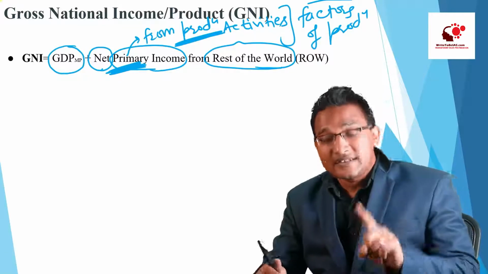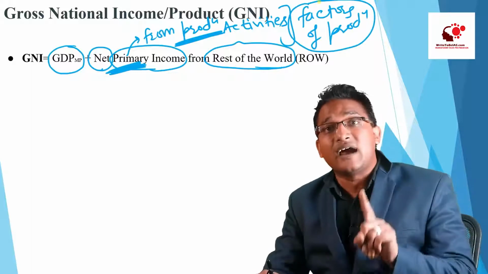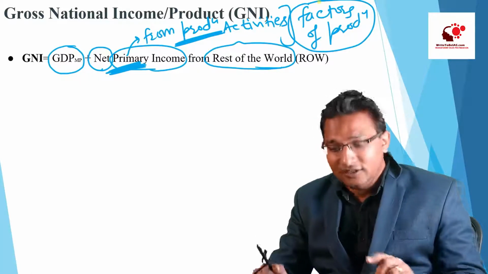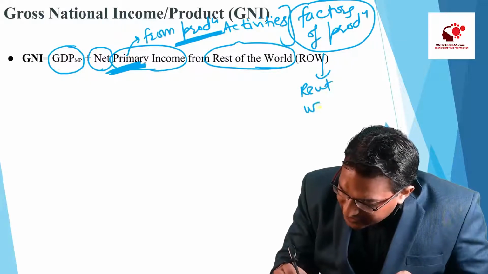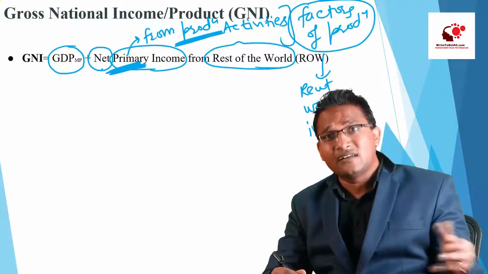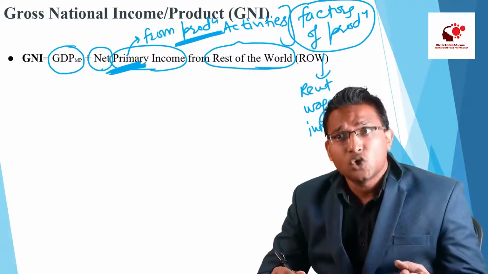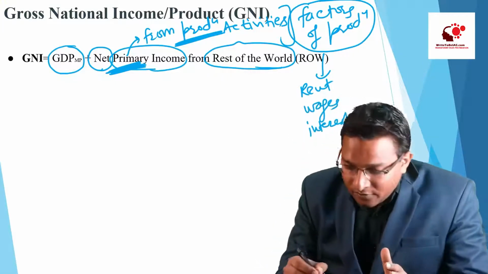The income that is earned by the factors of production. And what is the example? The example includes rent, wages, interest. Right? Can we say that? Yes, very well we can say that. So, the income that is earned by the factors of production, right?